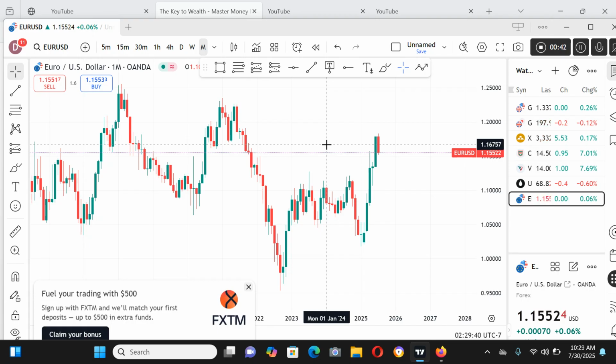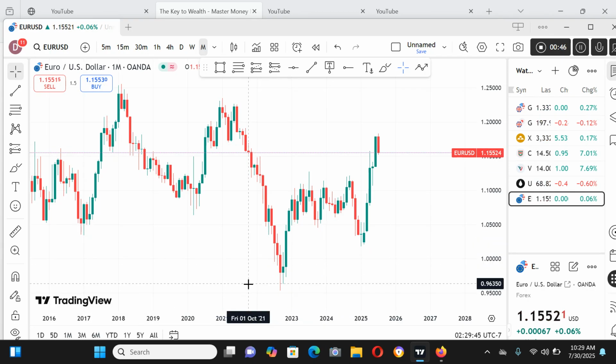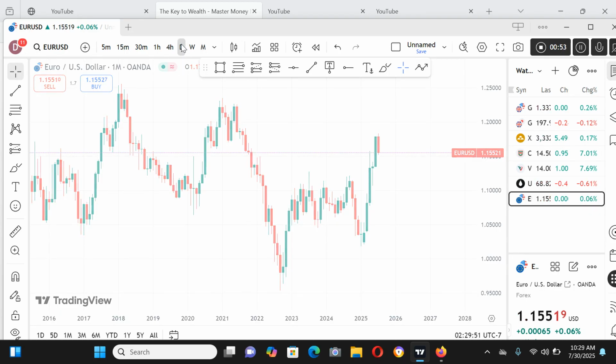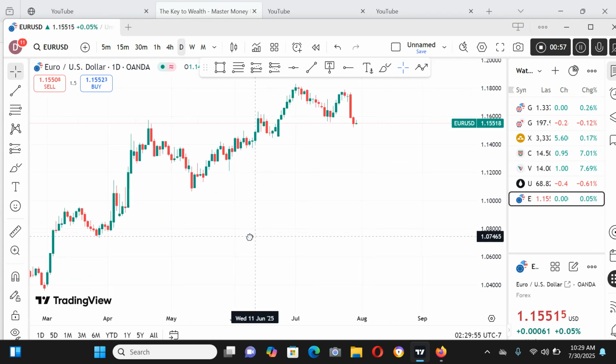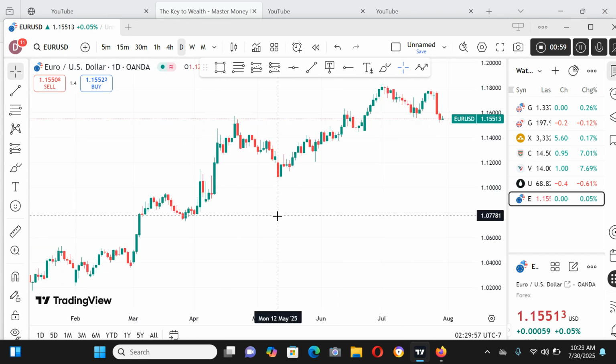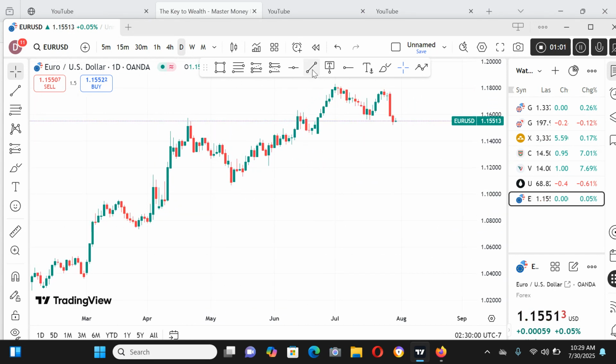So I want to show you guys how I trade. I want to show you my strategy. It's a very simple one. When I open the chart, I go to the daily time frame to see the overall trend of the market. You can see from the daily time frame that the market is moving upward.